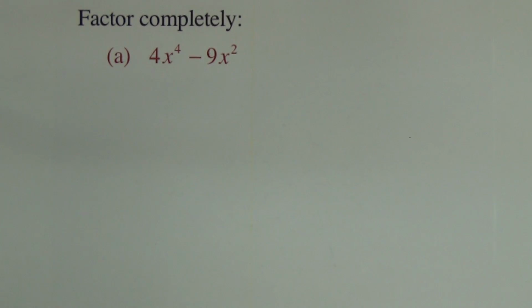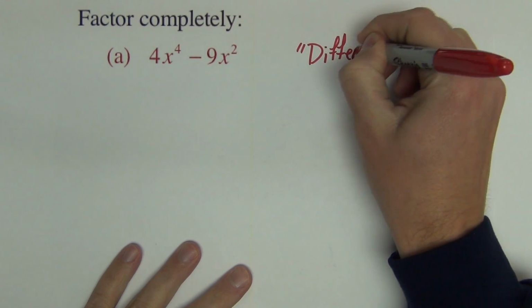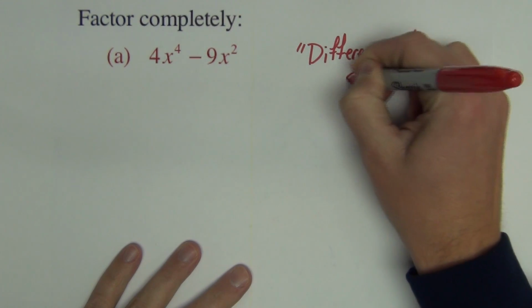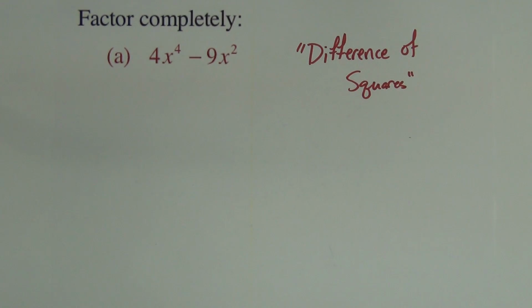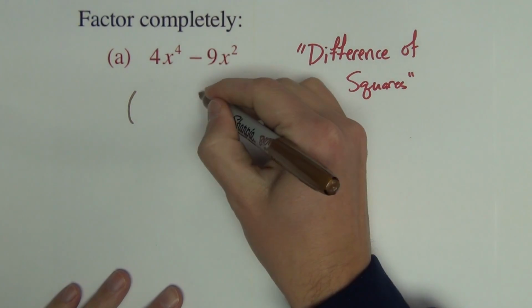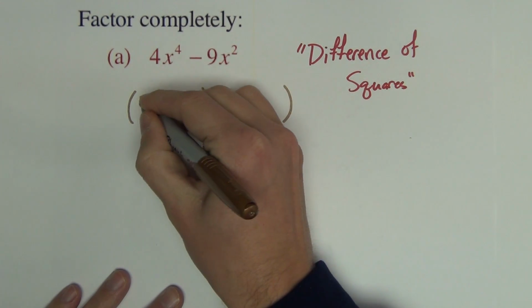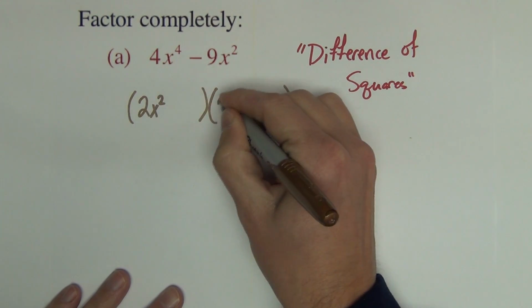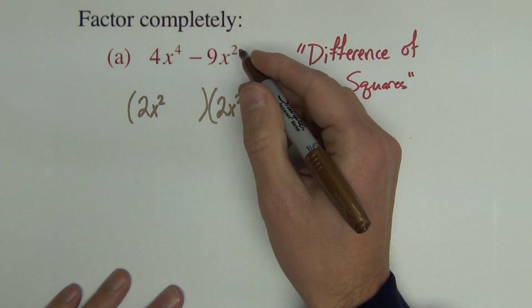All right, the first example that I'm going to show you is a difference of squares. How do I know it's a difference of squares? Well, the difference is subtraction. Squares indicate perfect squares. So I'm looking at two terms that are subtracted that are perfect squares. So we begin with the square root of the 4x to the fourth, which is 2x squared, and 2x squared. We want the square root of 9x squared.